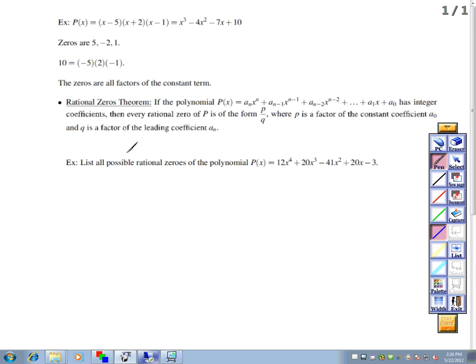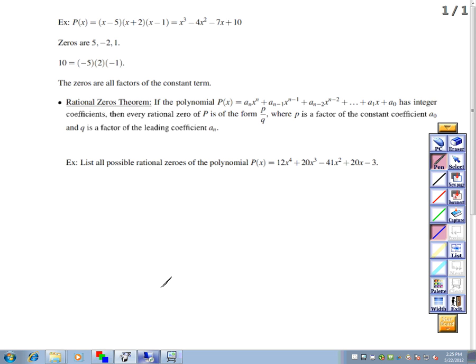So let's look at the Rational Zeros Theorem. If the polynomial has integer coefficients, then every rational zero of p is of the form p divided by q, where p is a factor of the constant coefficient a sub 0, and q is a factor of the leading coefficient a sub n. So we're going to take all the factors of the constant term and divide by factors of the leading coefficient. Let's do an example.